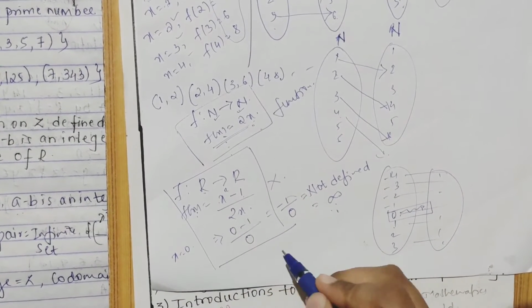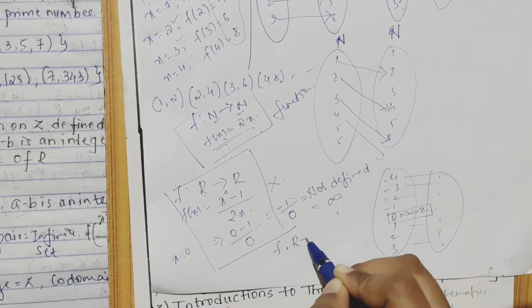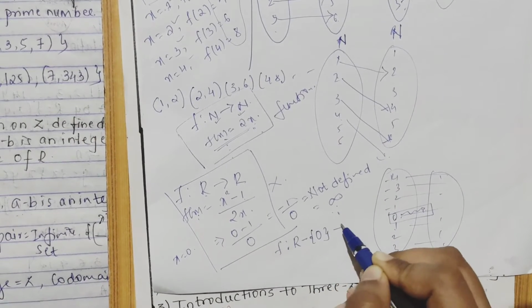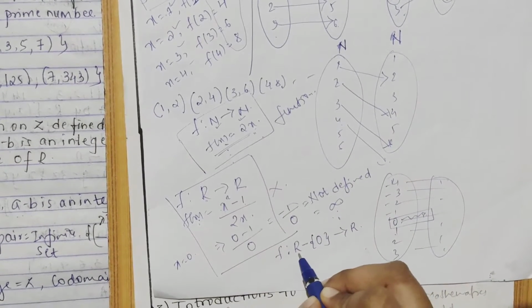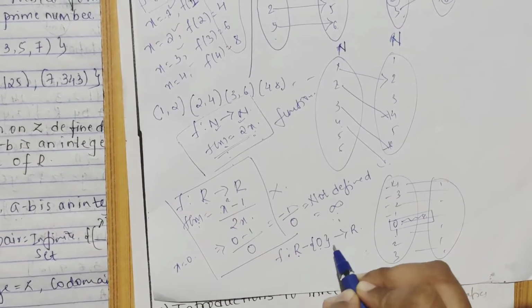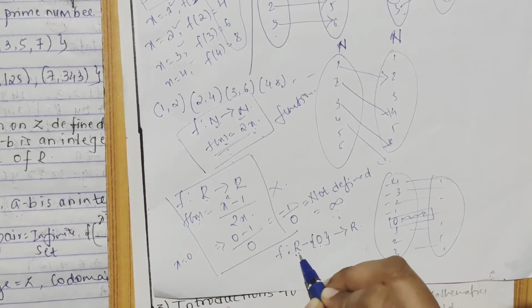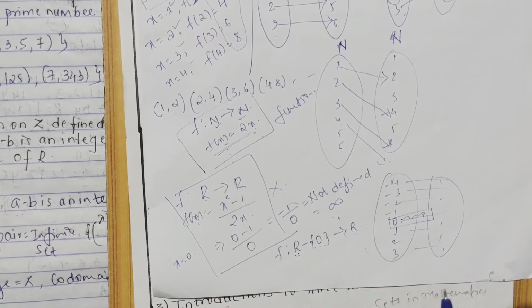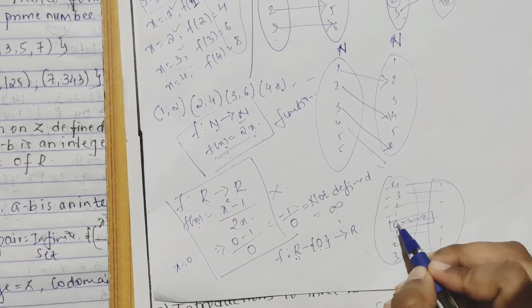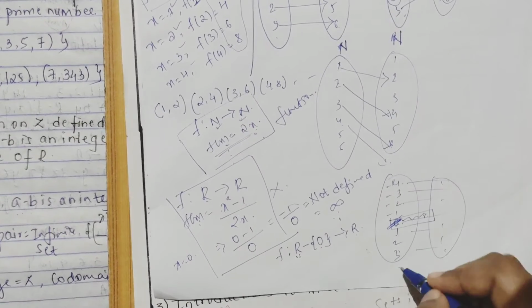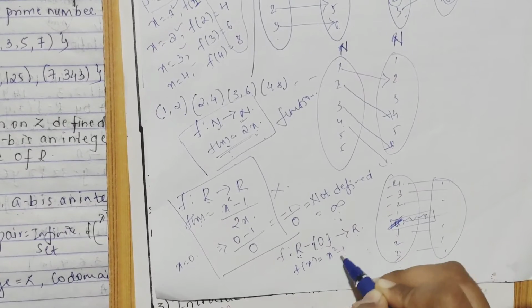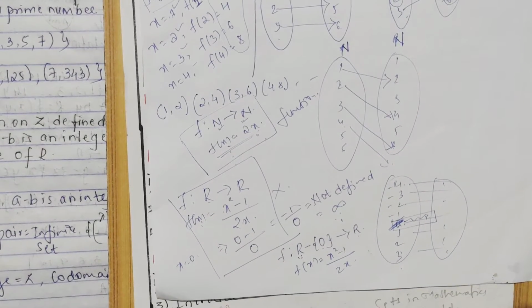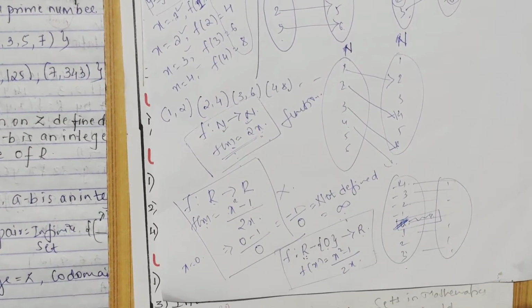But if I write this question as f: R minus 0 to R, what does it mean? Real numbers except 0. I am subtracting 0 from every real number. So if you remove 0, then all the rest of the numbers will have images, and then you can tell this is a function.